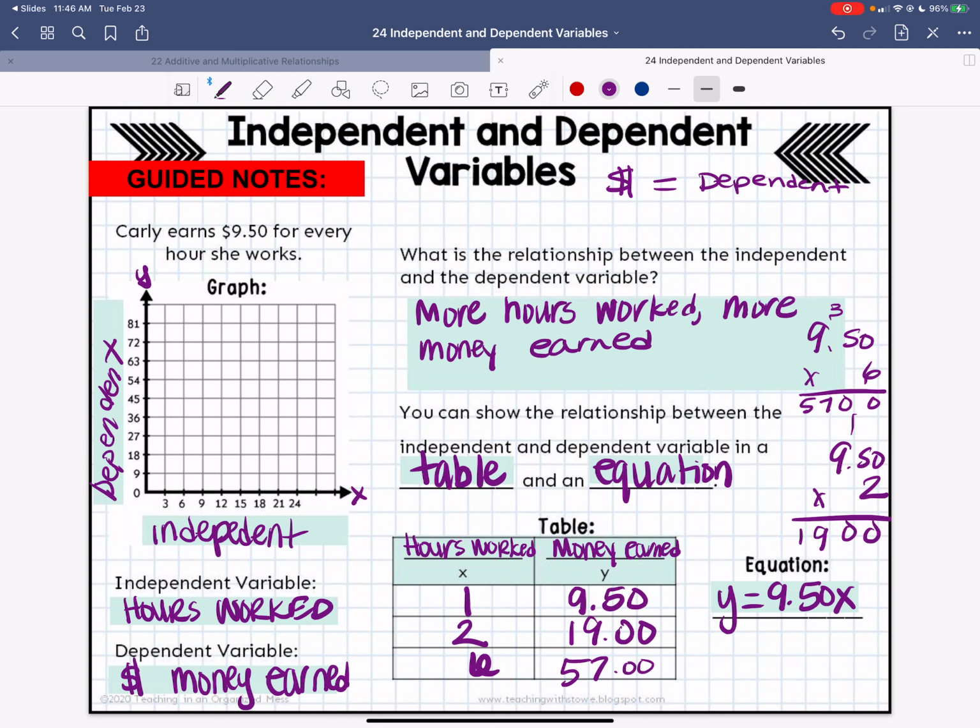Okay. So I'm going to take this, and then I'm going to graph these points. So at 1, that's halfway. So at 1, that's 9.50. At 2, that's 19. At 6, 57. But if I work 0 hours, I do 0 work. And there we go. Looks kind of like that.